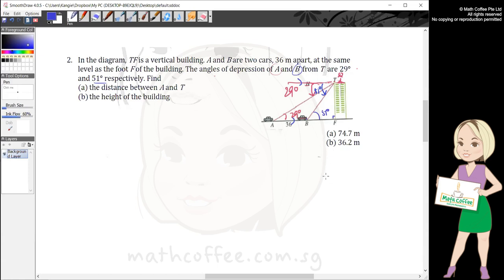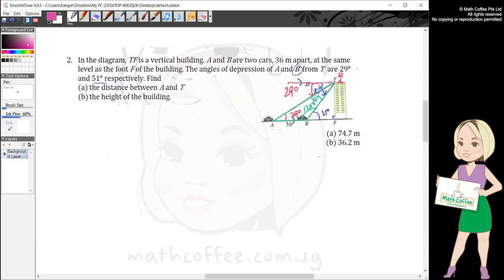So let's find the distance between A and T, which is this. I'm going to use this triangle because I have 36. I have 29. In fact, I also have this angle because I can simply take 180 minus 51, I get 129. And I also have this angle because 180 minus 29 minus 129, I get 22. So much information already.